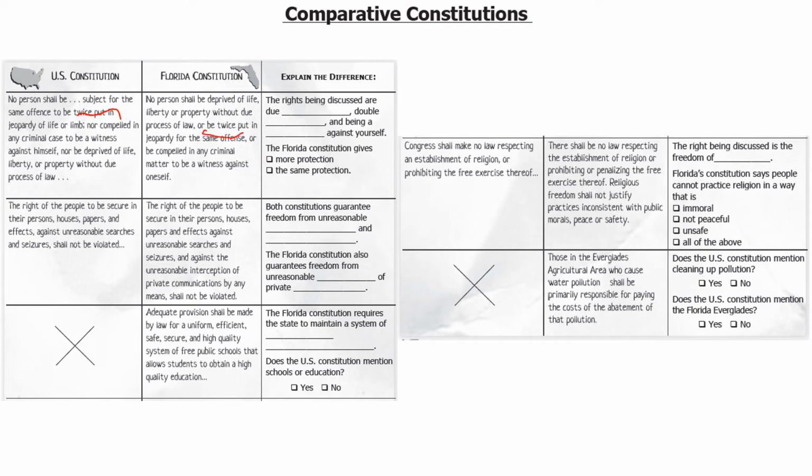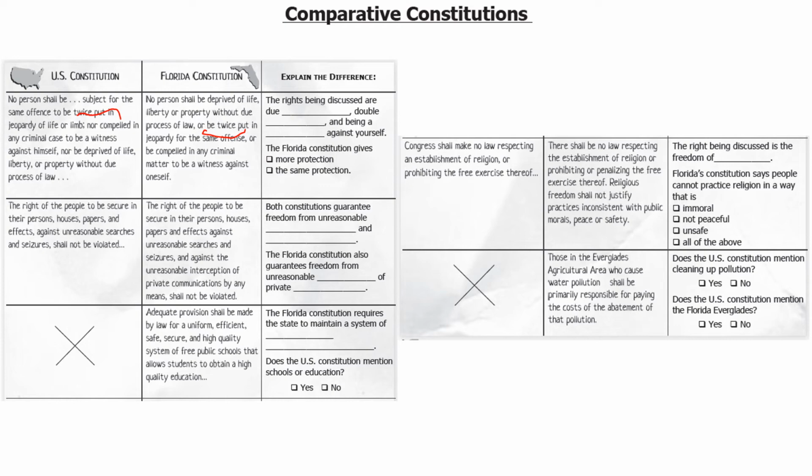Or twice put in, you're looking there. And then we've actually talked about the one where it's being a blank against yourself. Think about the Fifth Amendment lesson we did earlier in the year. So tell me, does the Florida Constitution give more protection or the same protection?